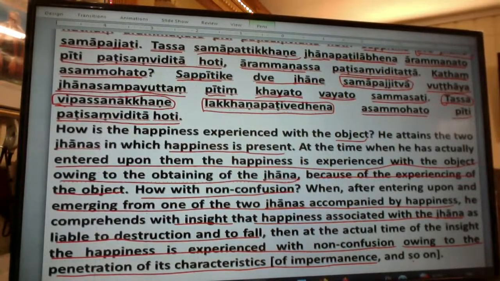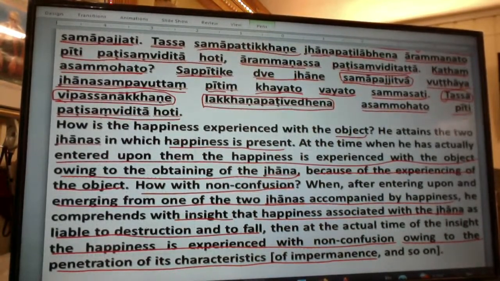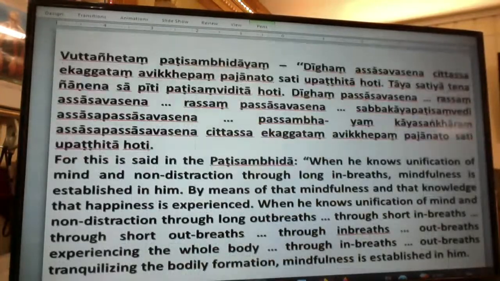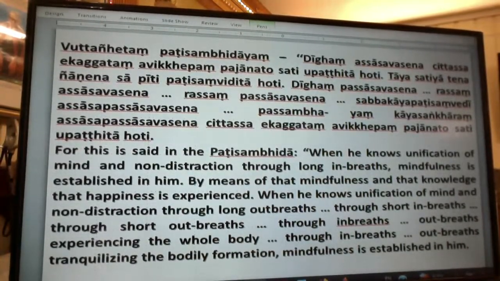Okay, so that is a very important stage. Piti patisamvedi assasissamiti sikkhati. The Buddha mentioned this in the Anapanasati Sutta as well, isn't it? Piti patisamvedi assasissamiti sikkhati, passambhayam kayasankharam, like this, etc. So here piti patisamvedi, piti is explained.